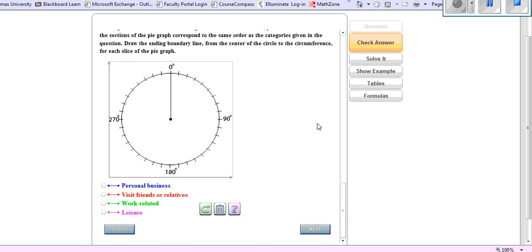All right, so our personal business was 107.6 degrees. That means we're going to select this one. It says they want us to draw the ending boundary line, so we come from the center out. If that's 90, that would be 100, and that would be 110. We have 107.6, so 107.6 from the center should be somewhere in that vicinity right there.